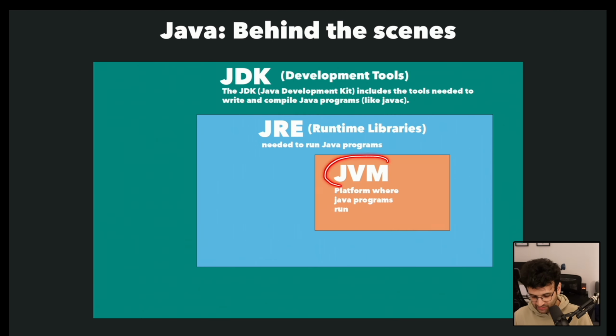What is the JVM? The JVM is the Java Virtual Machine. It is the platform where your Java applications will run. Think of it as, if you think of your Java application as a DVD, then the JVM is the DVD player. So your application has a movie, you put it in the DVD player, and then the player executes your application or plays that movie.